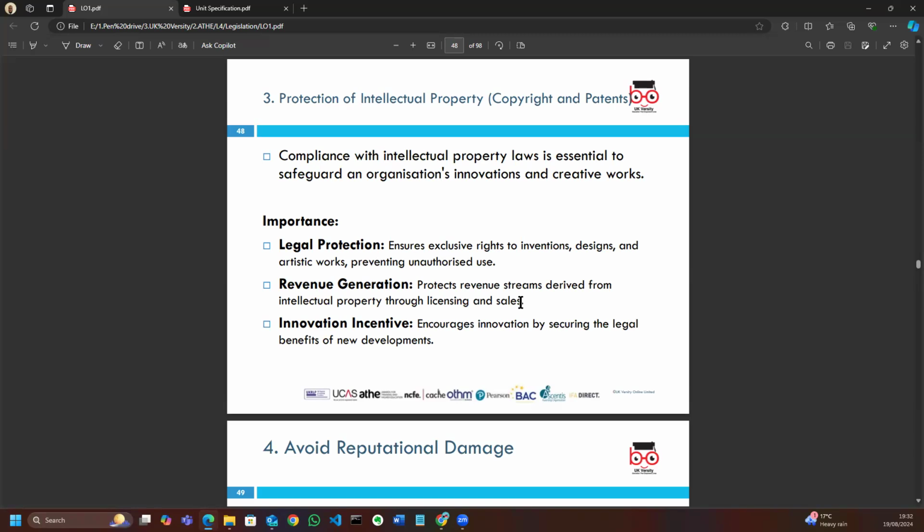Revenue generation, where we protect revenue streams coming from intellectual property through licensing and sales. And lastly, we have innovation incentive, where we encourage innovation by securing the legal benefit of new developments.